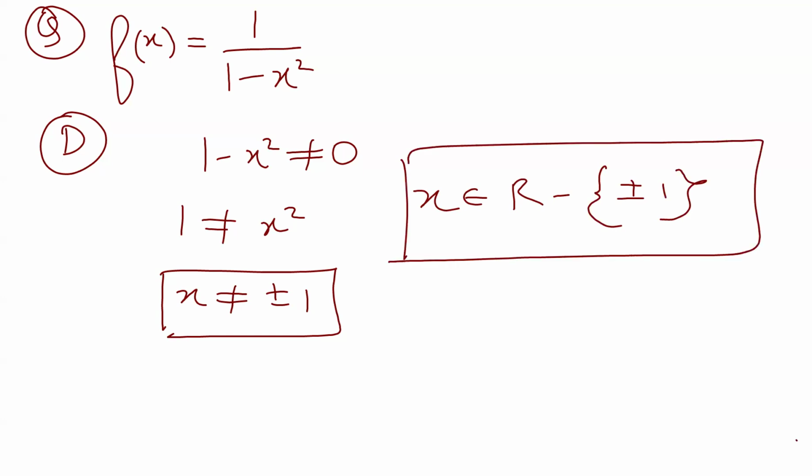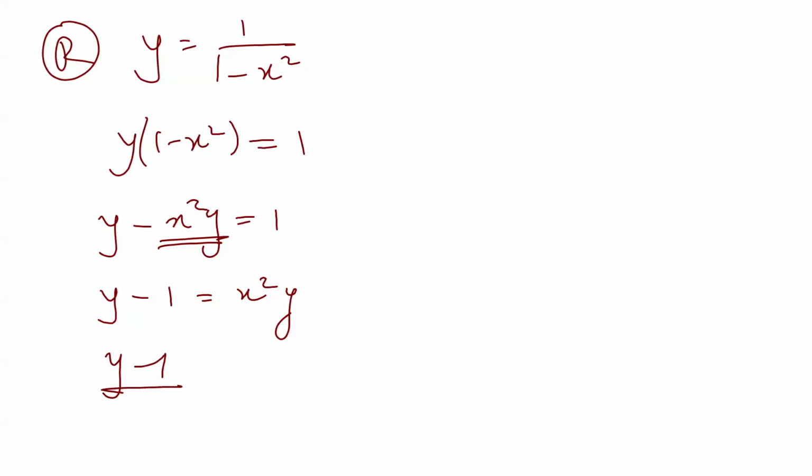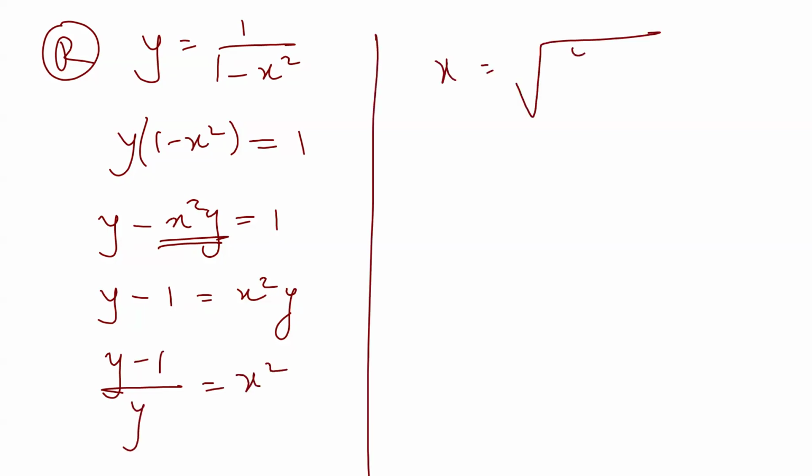Now the range. y is equal to 1 upon 1 minus x square. Just cross multiply. y into (1 minus x square) is equal to 1. y into 1 is y, y into x square is x square y, so y minus x square y is equal to 1. Y minus 1 is equal to x square y. Separate the x terms: y minus 1 upon y is equal to x square. So x is equal to root of (y minus 1) by y. Now the inside term has to be greater than or equal to 0.